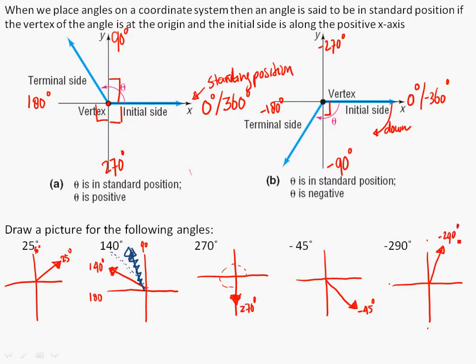So you should be able to draw pictures for these angles and get your terminal side, so terminal is where you end, right, to terminate, your terminal side in the right spot. Okay with the pictures?